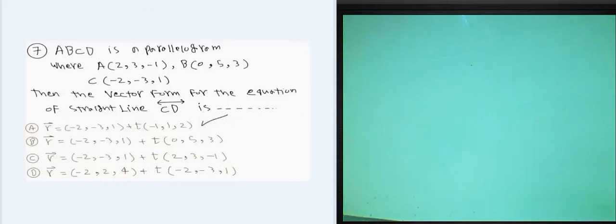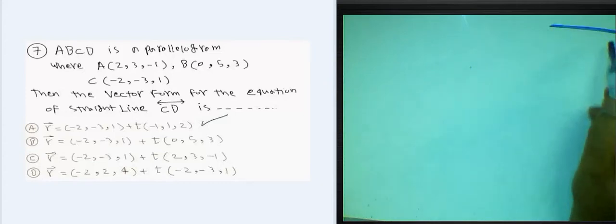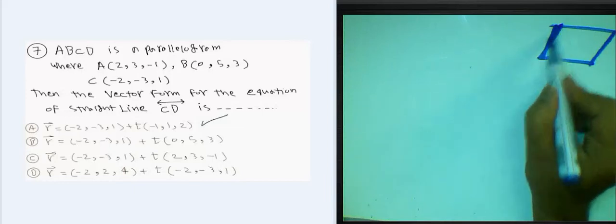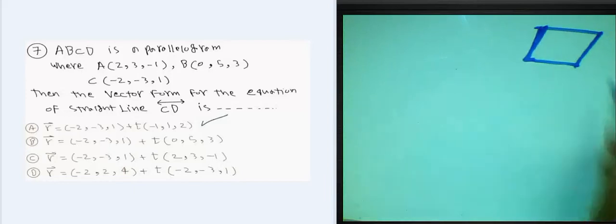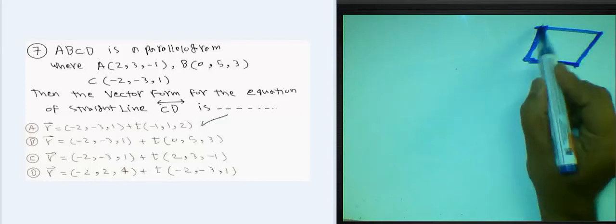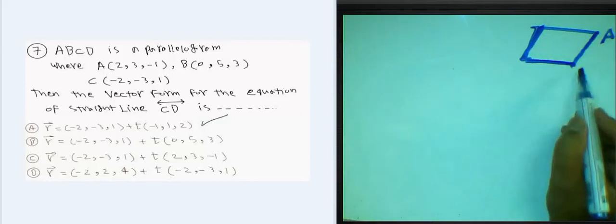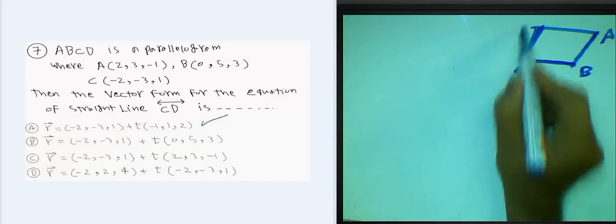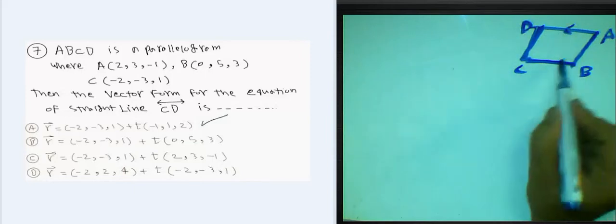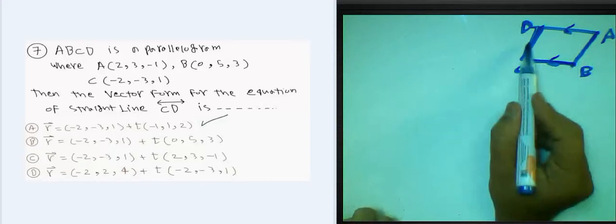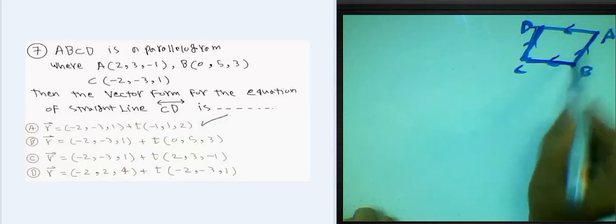We can solve this example by properties of a parallelogram. We know any two opposite sides are parallel and equal in length. Okay, we have here A, B, C and D. We know AD is parallel to BC. We want to find the vector CD. And BA is parallel to it.